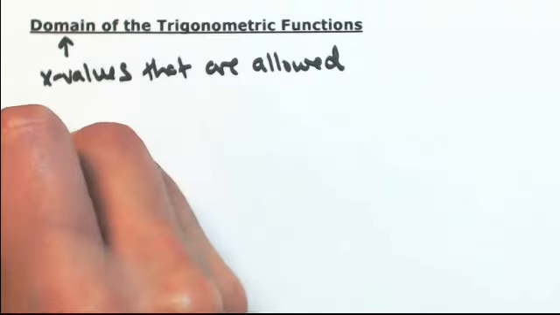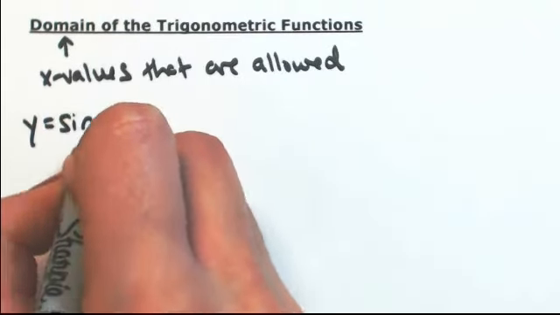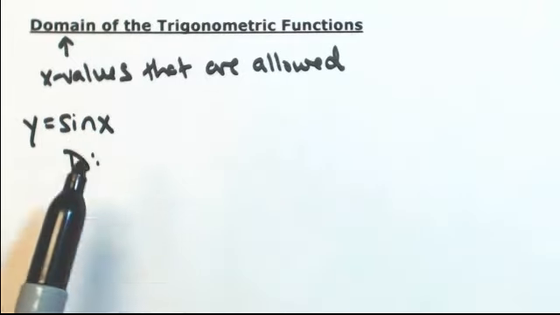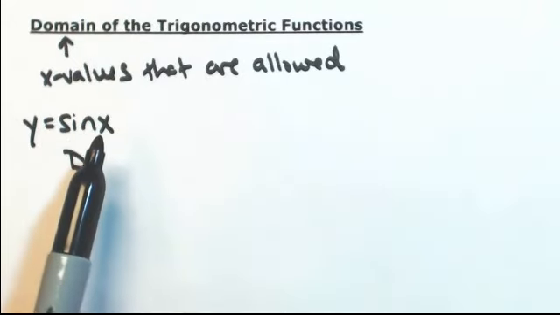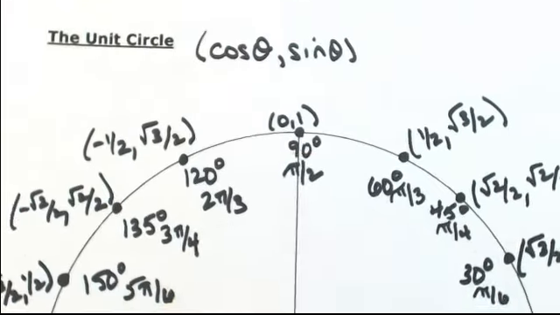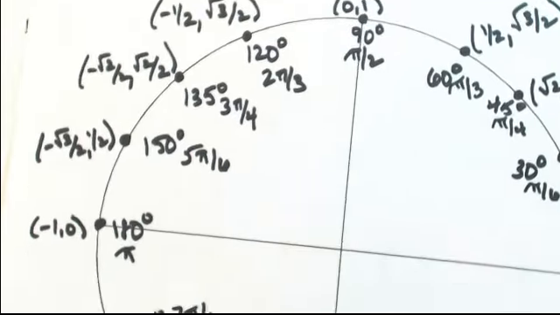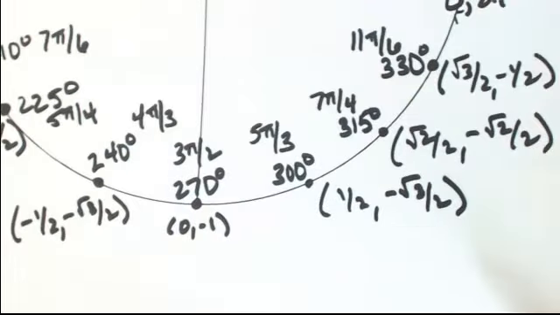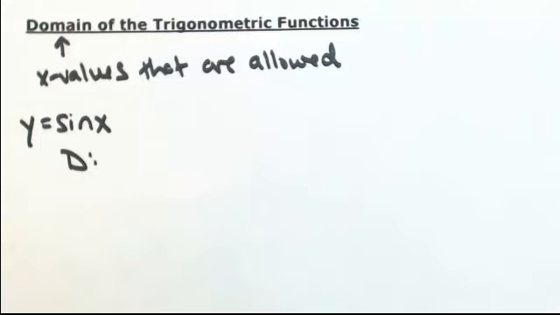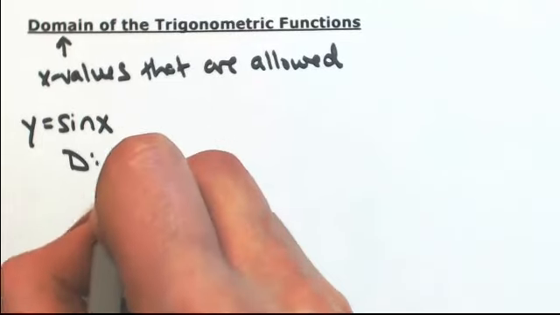Okay, so let's say we have y equals sine of x. If I want to find the domain, I'm looking for the inputs of sine that are allowed. In other words, is there any place where the sine is not defined? So if we look back at our unit circle, the sine is the y-coordinate, and as you go around and around that circle, all the y-coordinates are going to be defined. So there's no problem with the sine function, so the domain is going to be all reals.